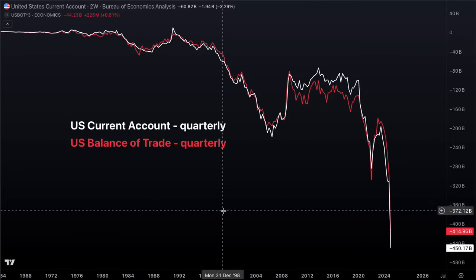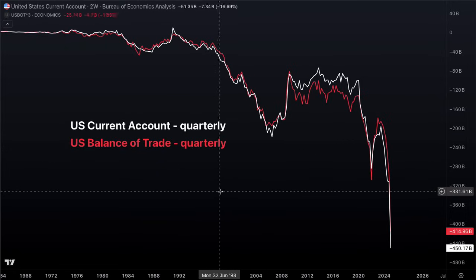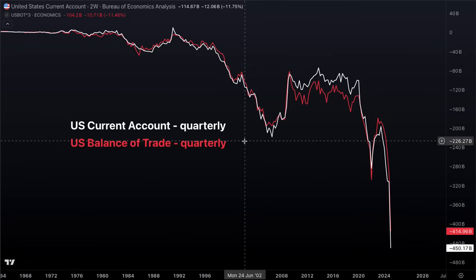So many people are probably aware the U.S. runs a trade deficit. We see that here in red. Well, for the purposes of this video, it's important to know that there are two main accounts when discussing capital flows and international accounting, international economics. There is the current account and the capital and financial account.